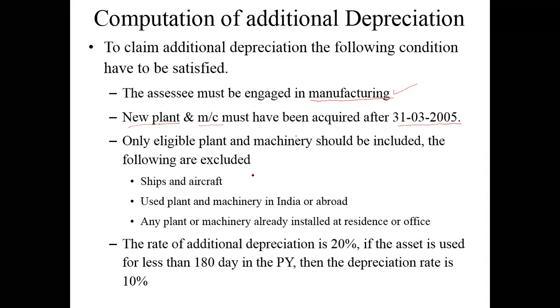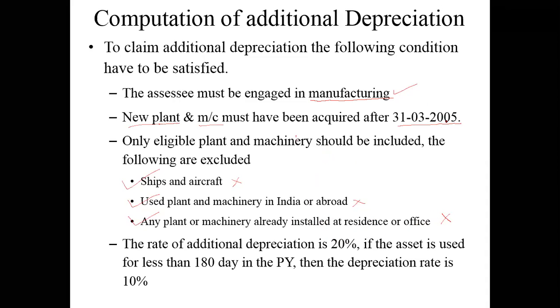Next, only eligible plant and machinery should be included. The following are not included as plant and machinery. If you have purchased any ship or aircraft, it will not be considered as a new plant and machinery. If you have purchased any used plant or machinery, in India or abroad, you are still not eligible for additional depreciation. If any plant is already installed at your home or anywhere else and you have merely shifted that plant from one factory to another factory, from one godown to another godown, from one residence to another residence, or from office to factory, you are still not eligible.